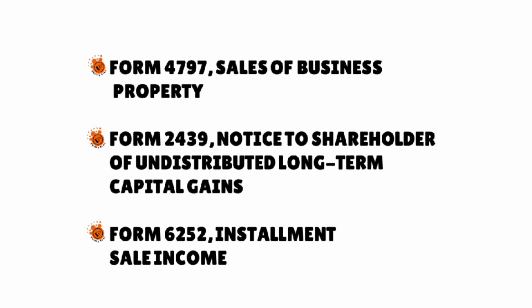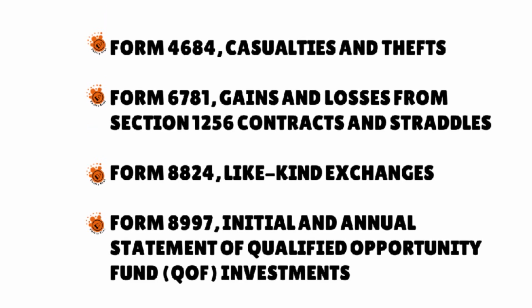So we have Form 4797, Sales of Business Property, and Part 1 is definitely necessary for completing Schedule D. We have Form 2439, Notice to Shareholder of Undistributed Long-Term Capital Gains. We have Form 6252, Installment Sale Income. We have Form 4684, Casualties and Thefts. We have Form 6781, Gains and Losses from Section 1256 Contracts and Straddles. And Form 8824, Like-Kind Exchanges, for when you exchange a business or investment property for a similar property.